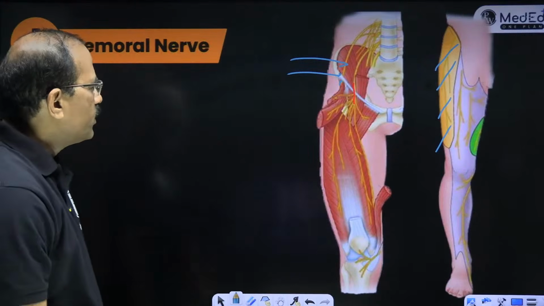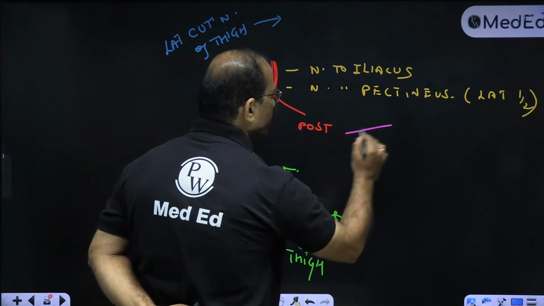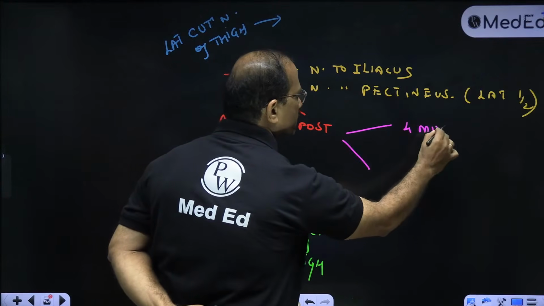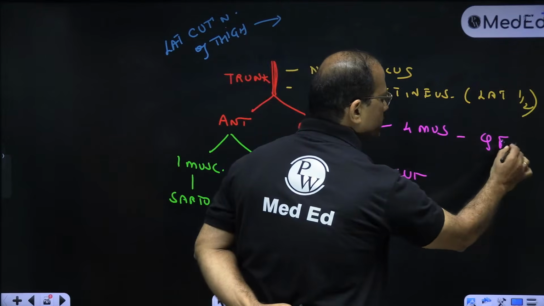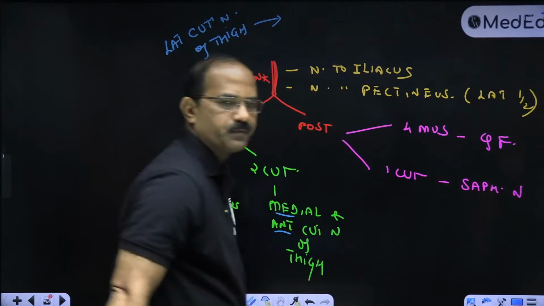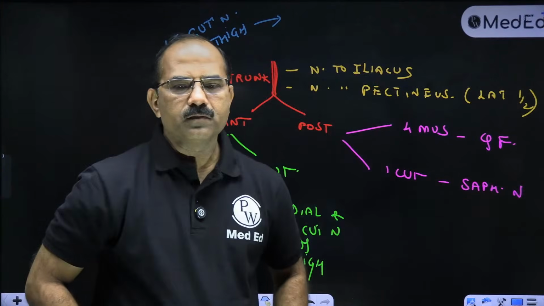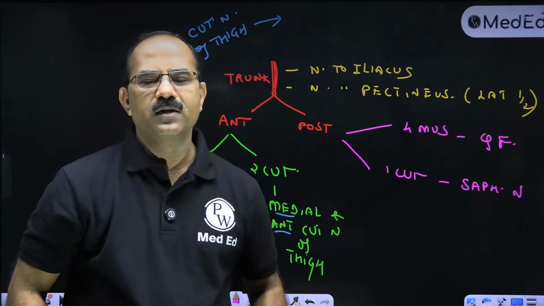Okay, now coming to the posterior division. Posterior division gives 4 muscular and 1 cutaneous branch. 4 muscular branches to quadriceps femoris and 1 cutaneous branch, the saphenous nerve.